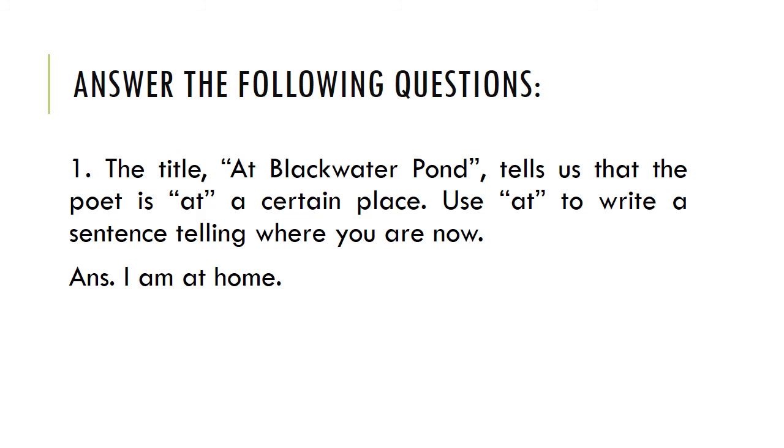After the poem, it's time for meanings and exercises. I don't think there were any new words, so there is no need of writing meanings. Let's start with answer the following questions. First, the title, At Blackwater Pond, tells us that the poet is at a certain place. Use "at" to write a sentence telling where you are now. Answer: I am at home.